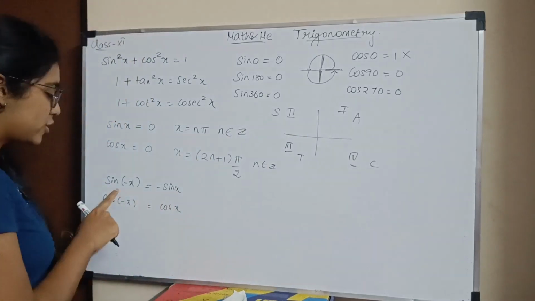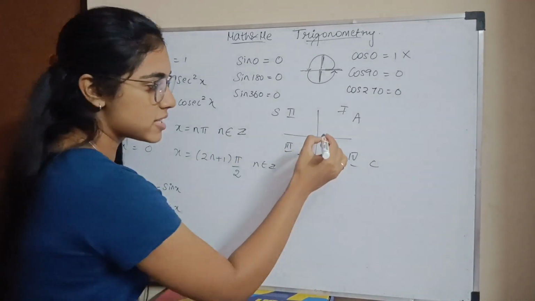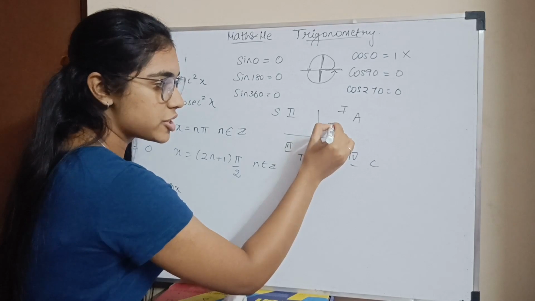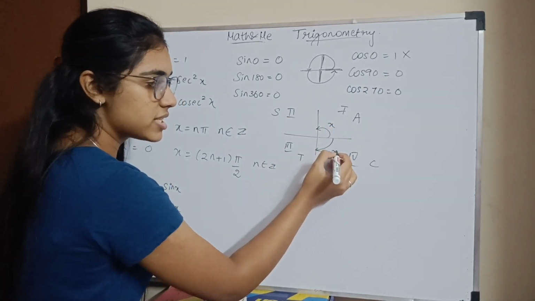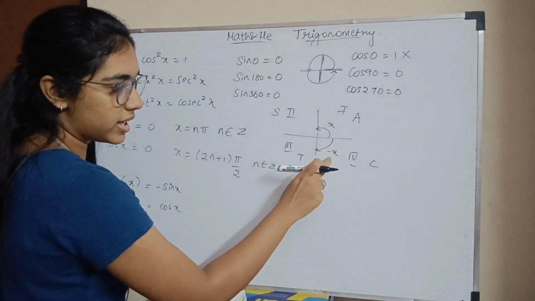Okay, so basically when you have sin of minus x, where is your x? X, if you measure it anti-clockwise, this is your x. Where is your minus x? When you measure it in the clockwise direction, this is minus x. So minus x is in this quadrant.